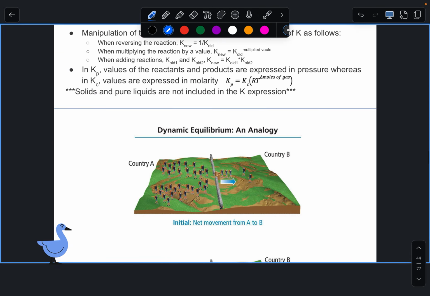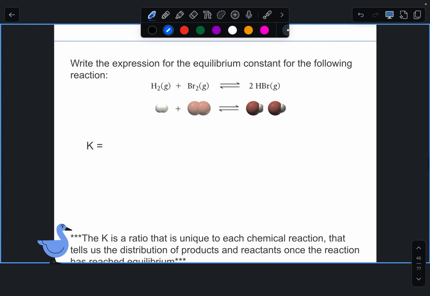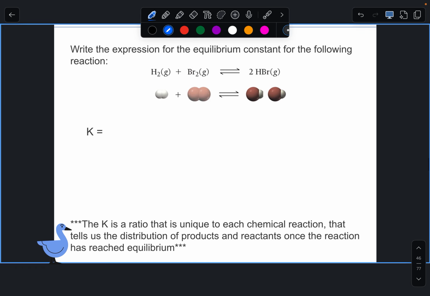Okay, so scroll down to this page. We want to specify now, it's not literally just products over reactants. What does that mean? Does that mean the moles of them? What does it mean exactly? There are 2 different ways that we describe the K value. They're very closely related to each other, and there's actually a way to convert from one to the other.